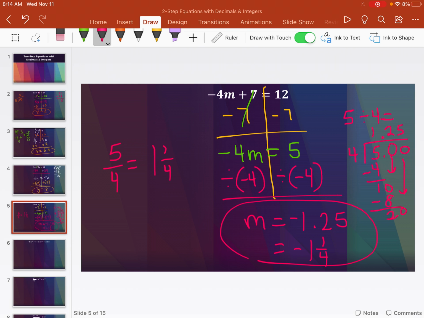If they were originally fractions, I would expect your answer to be a fraction. If they were originally decimals, I would expect your answer to probably be decimals. But here, either way would be just fine.